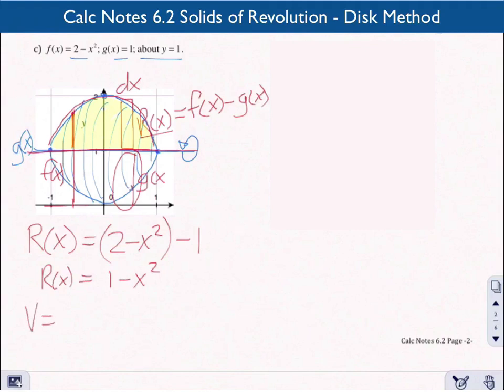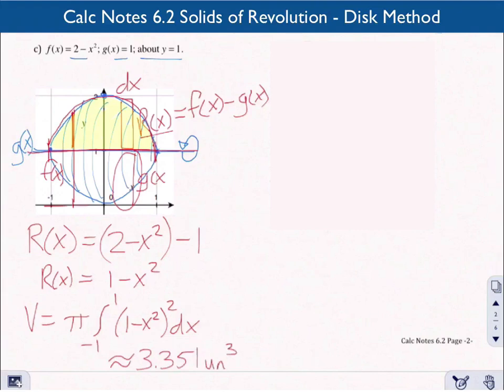So volume is going to be pi r squared times height, so pi, and then the definite integral. Well, where are we going to go from here? Looks like we're going from negative 1 up to 1, of r of x, which is 1 minus x squared. And then we square it, because that's part of our formula, and then dx. Alright, and then our approximation here is going to be about 3.351 cubic units.